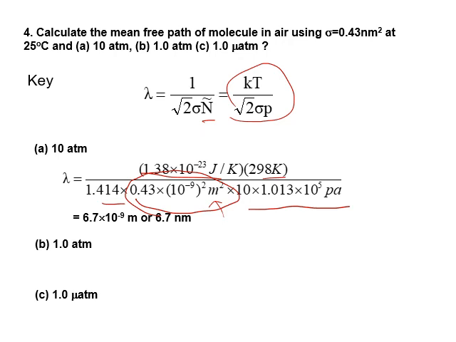So the molecule can travel 6.7 nanometers before it makes a collision. At 10 atmospheres you expect lots of collisions, so it can only travel a very short distance. When you reduce the pressure to 1 atmosphere, using this equation, the mean free path becomes 67 nanometers. And at 1 microatmosphere, the mean free path becomes very long, 6.7 centimeters. In other words, the molecule can travel 6.7 centimeters before it makes a collision at this low pressure.